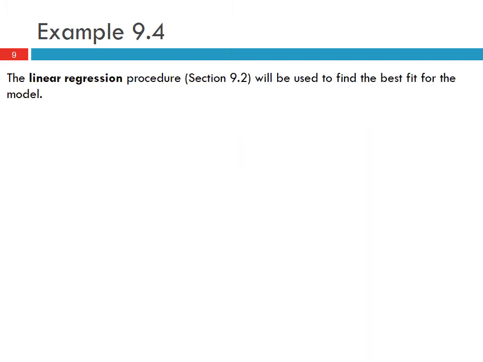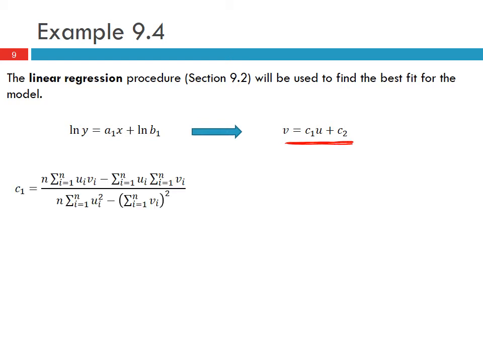Now we can use the linear regression procedure from section 9.2 to find the best fit for the model. So we have our model as shown here, and we're looking for C1 and C2 in the expression. We know how to write C1 and C2 directly using the linear model regression.